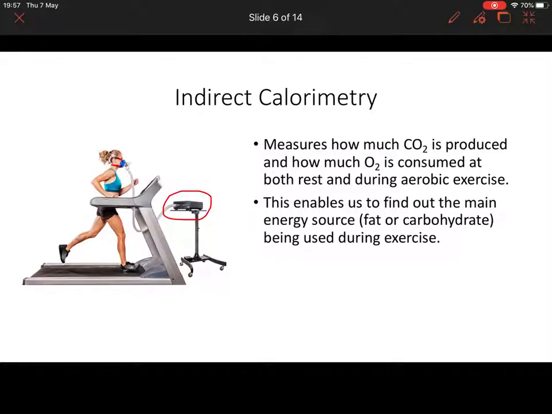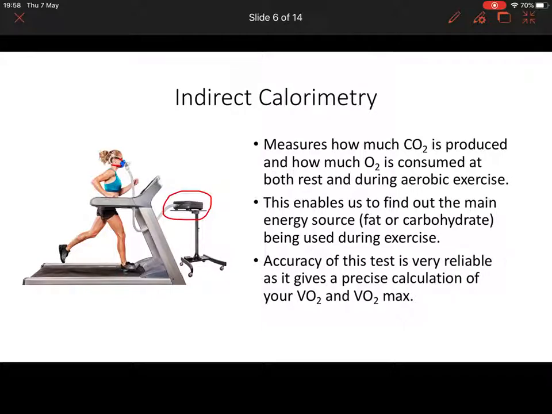Now, what's the reasoning for doing this? It will enable us to find out the main energy source, and the 2 main energy sources will either be fat or carbohydrate. Obviously, one of the energy sources you could use for the aerobic system is protein, but like I've said previously, it's very rare and unlikely that you would rely on protein as an energy source. If you get to the position of using protein as an energy source, in essence your body's eating itself, because your muscles will be wasting away to try and resynthesize ATP.